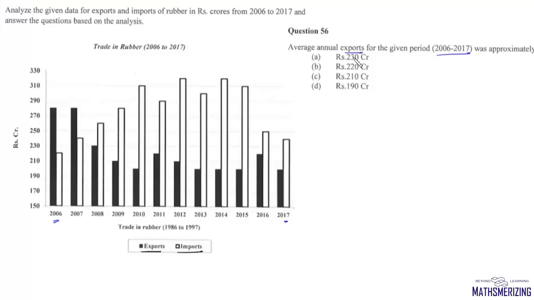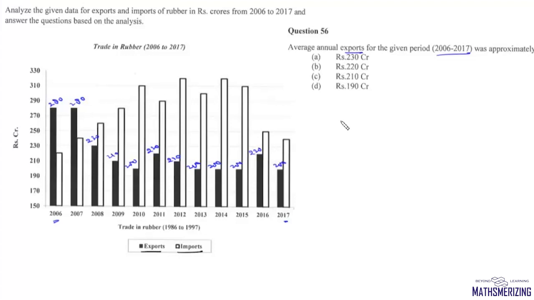So we are looking for exports, which is in black. This one, suppose this is 280. This one is again, suppose, 280. This one is 230. This is 210. This is 200. This one is 220. This is nearly 210. This one is 200, 200, 200, 220, and this again is 200.